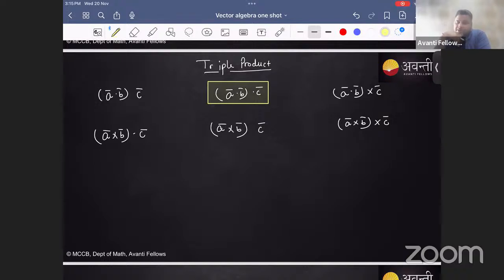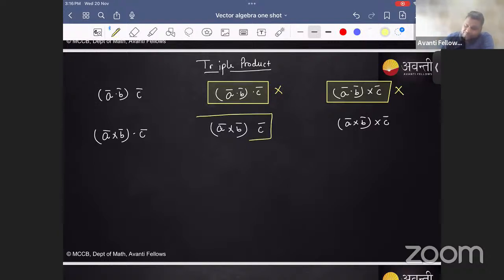A dot B dot C? Definitely not. Because once you have done A dot B, now this A dot B became a scalar. Now a scalar and a vector, vector C, you cannot do their dot product. Am I clear? Now similarly, if I go with this, this is also not significant because once you do A dot B is a scalar and a vector C, they cannot be cross multiplied. Am I clear?